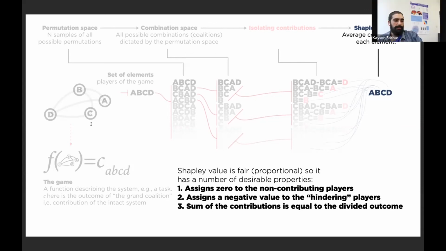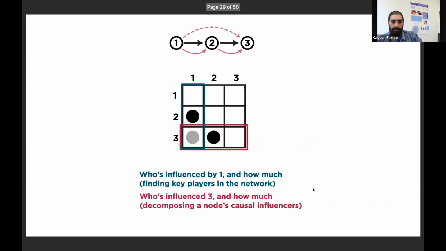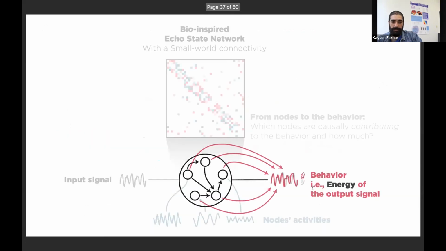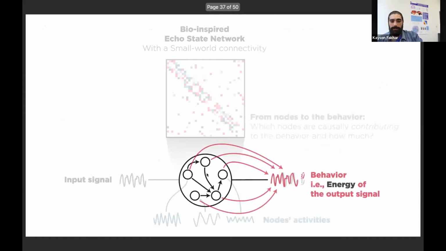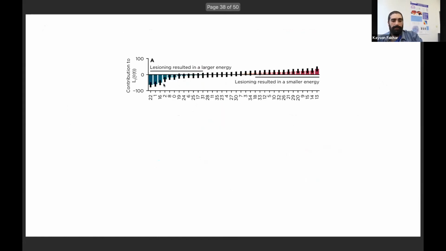But if you can somehow exhaustively lesion everything, in this case there are 2 to the power of 4 combinations, then it's not uninformative anymore. Oh, actually I have some example. I didn't think I would have time here. Here's the ranking, for example. I did the same thing for the behavior, classic, who's contributing to the energy of the outcome. And then here's the ranking.